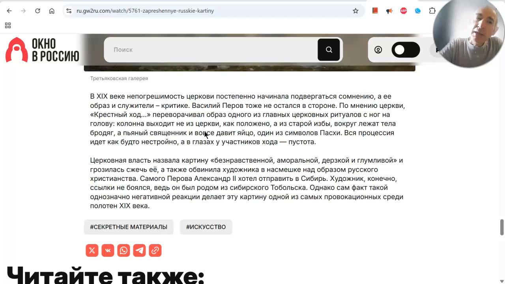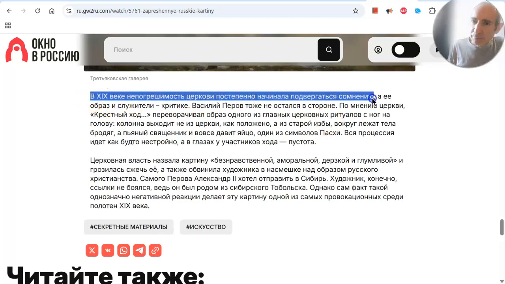В XIX веке непогрешимость церкви постепенно начинала подвергаться сомнению, а ее образ и служители – критике. Interesting sentence. So please underline the word непогрешимость. And непогрешимость means like unsinfulness. Something that has never sinned. In this case, непогрешимость церкви would be unsinfulness of the church. Now, постепенно means gradually. Начинала, started or began. Please underline подвергаться сомнению as one expression. And it means be subjected to doubt, because сомнение means doubt. Подвергаться means to undergo, to be subjected to something.